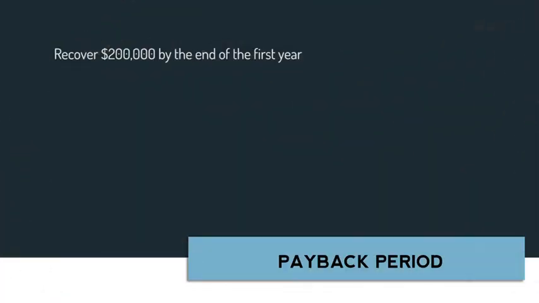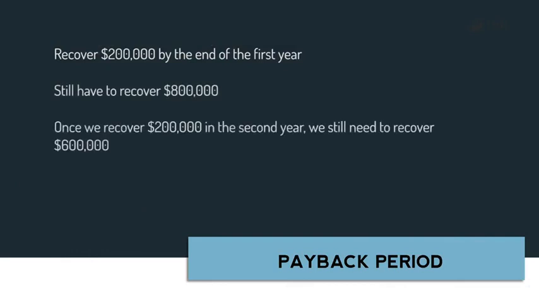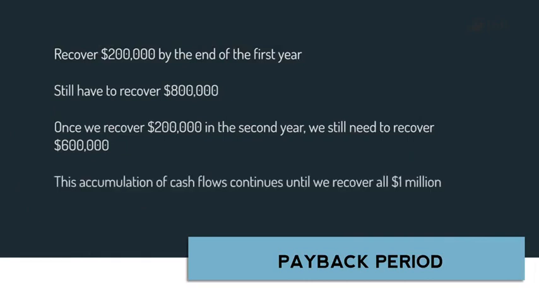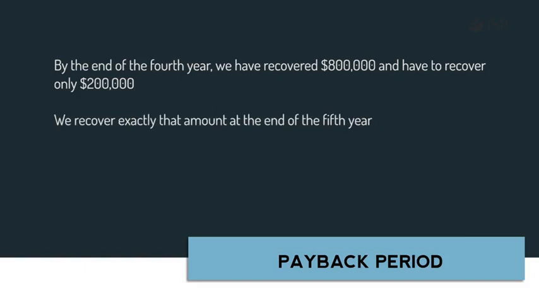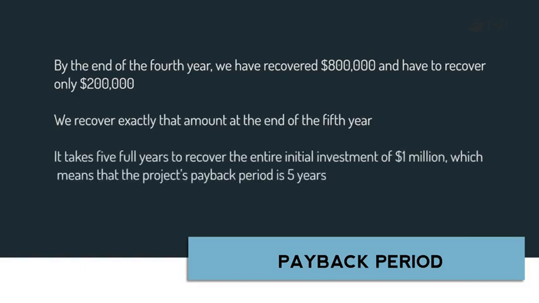We recover $200,000 by the end of the first year. That means we still have to recover $800,000. Once we recover $200,000 in the second year, we still have to recover $600,000. This accumulation of cash flows continues until we recover all $1 million. By the end of the fourth year, we have recovered $800,000 and have yet to recover $200,000. We recover exactly that amount at the end of the fifth year. It takes 5 full years to recover the entire initial investment of $1 million, which means that the project's payback period is 5 years.